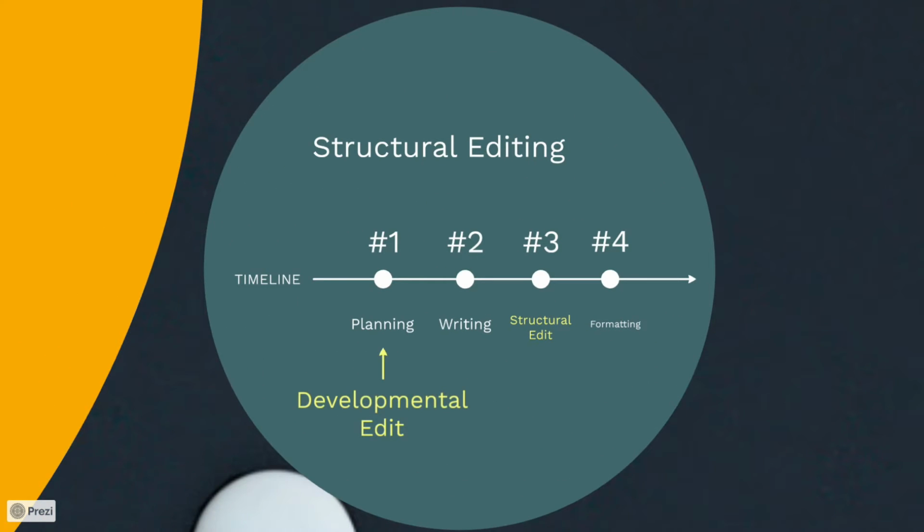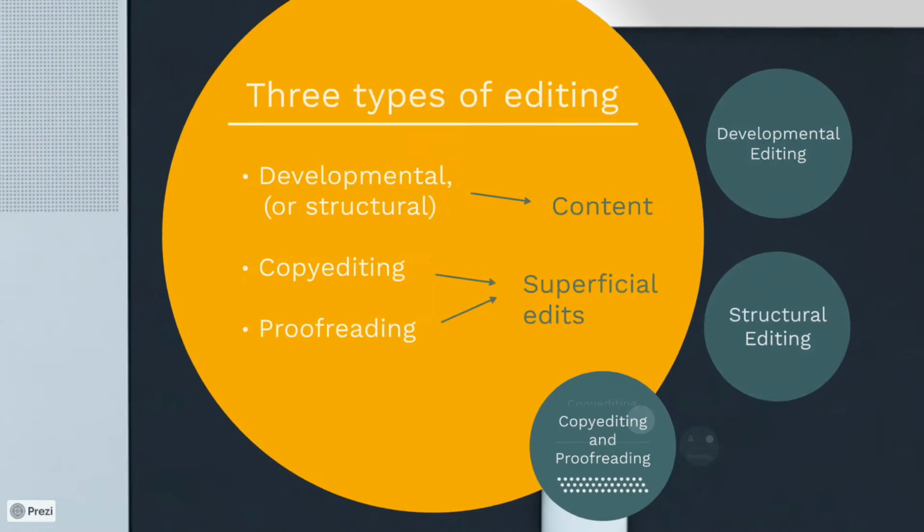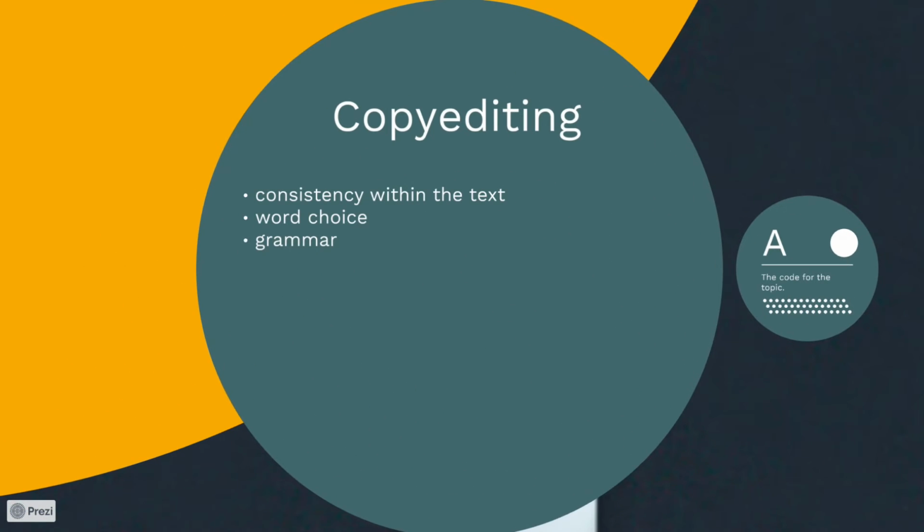Developmental editing can actually take place during the planning phase before you have completed any major writing. A developmental editor may help you line up each element of your book to prevent you from having to go back and make major changes after the book has been written. In this case, the structural edit would take place after the book has been written and assess the same elements as the developmental edit. Copy editing assesses consistency within the text, word choice, grammar, punctuation, readability, accuracy, etc.